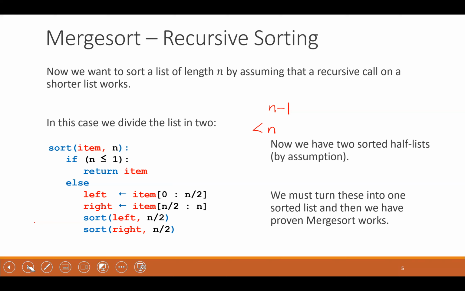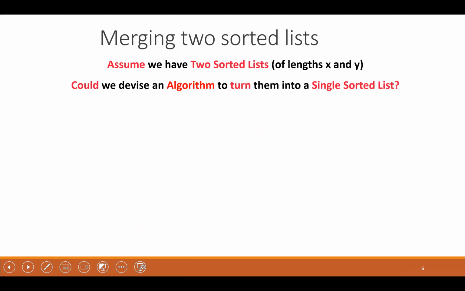All right, so now we want to turn these two half lists that are both sorted into one sorted list. And if we do that, we've proven that merge sort works. We have the base case, we have the recursive case. So how do we take two sorted lists and turn them into a single sorted list? Well, I guess the clue is in the title, right? We're merging two sorted lists, so we're just going to stick them together.